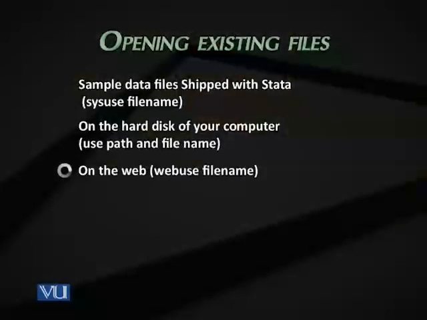The third type of files are the ones that you can download from the internet. We'll use the command web use and file name, and you will get the file if your internet is functioning well, and if the file is not very large, you will get it quickly. So the indication that you have got the file, or it has been loaded in the memory again, is that you will have the variable list in the variable window.